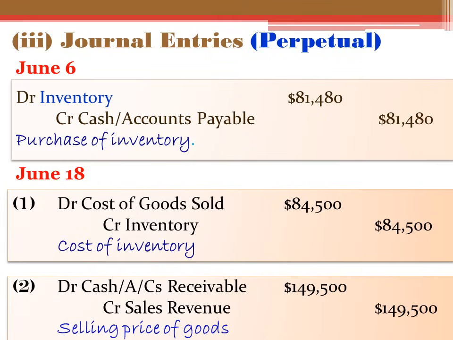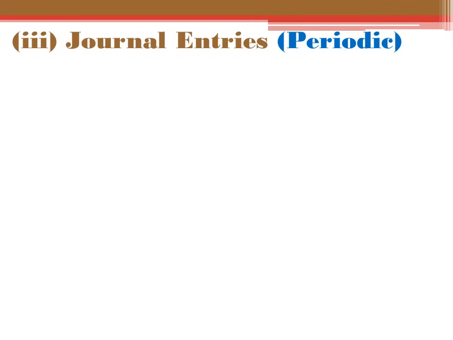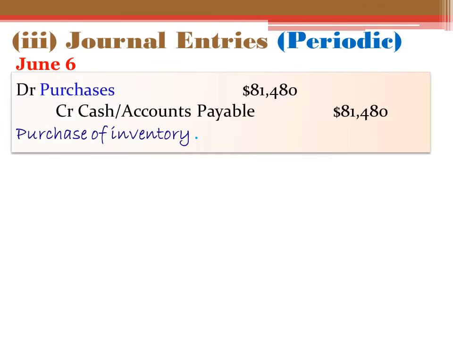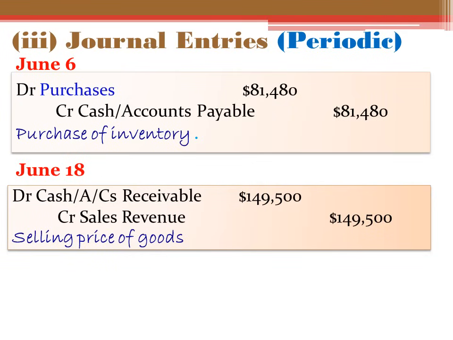Once we have done this, we invariably have the journal entries for the periodic system. On June 6, when there is that purchase, we know that under a periodic inventory system, the purchase is recorded as an expense, that is purchases. So instead of inventory here, we will have purchases. And for the sale on June 18, under a periodic inventory system, it is just one set of journal entries. So let's look at the JEs for those two. On the 6th, we debit purchases $81,480, and we credit either our cash or our accounts payable $81,480. Then for the sale on June 18, we simply debit cash or our accounts receivable $149,500, and we credit sales revenue $149,500.